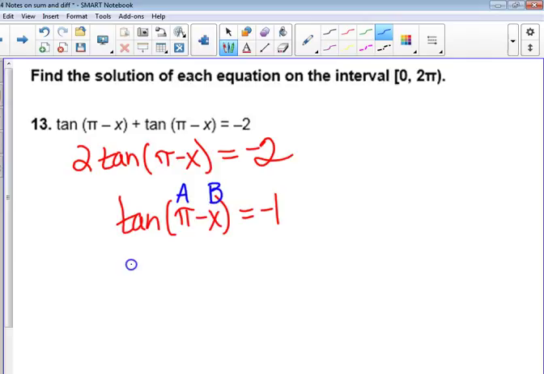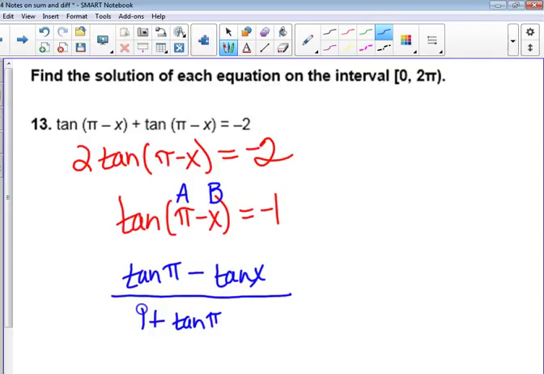Tan A minus B is tangent of A minus tangent of B all over 1 plus tangent of A times tangent of B. Okay, something good is going to happen.